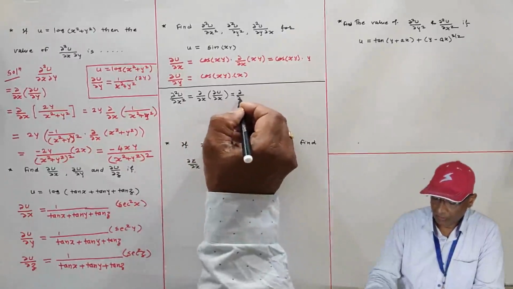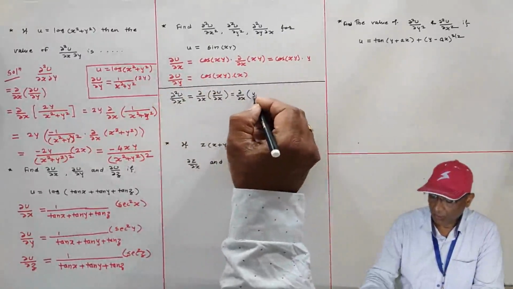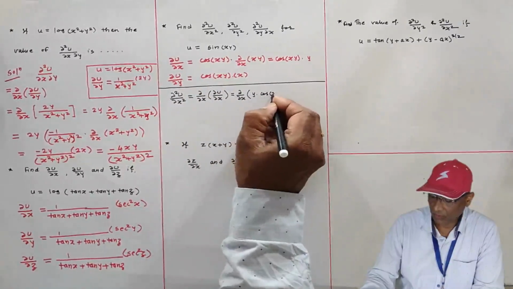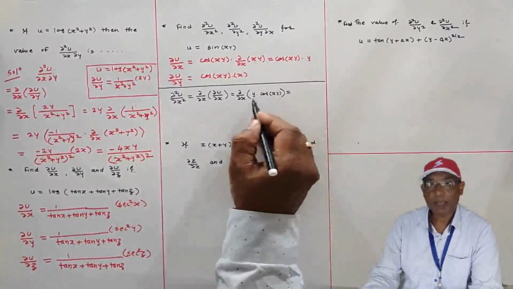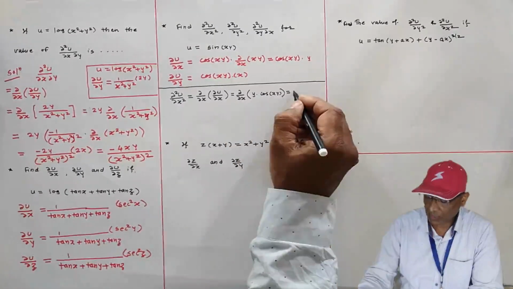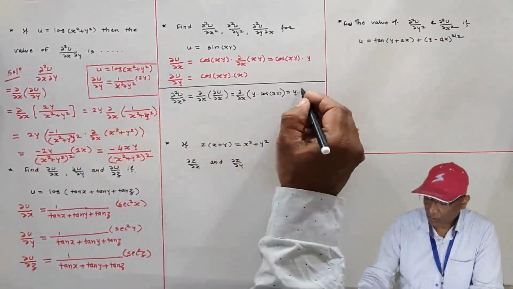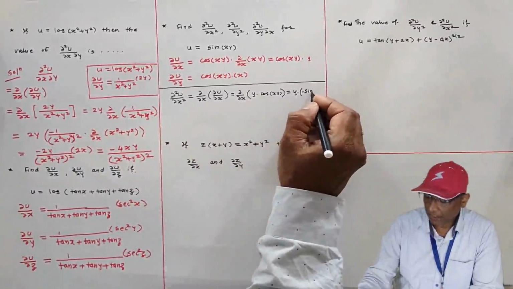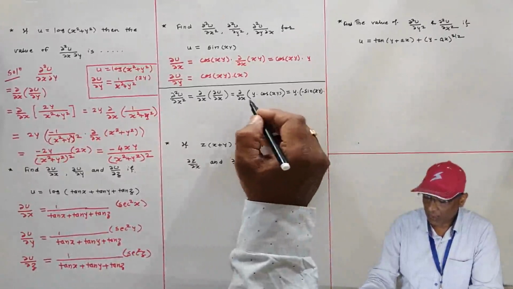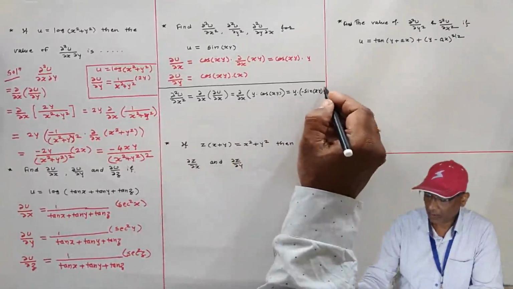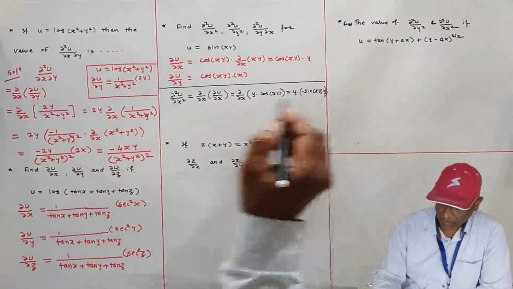Derivative of u, del u by del x we already found: y cos xy. Now take derivative of this bracket with respect to x keeping y constant. Y is a multiplicative constant, take it outside. Derivative of cos is minus sin xy, and derivative of xy with respect to x is y again. So it is minus y square sin xy.